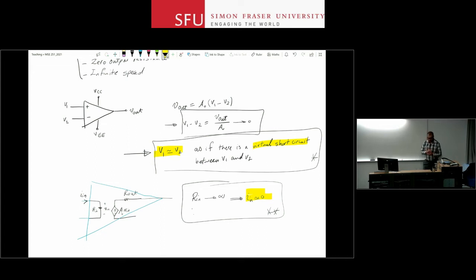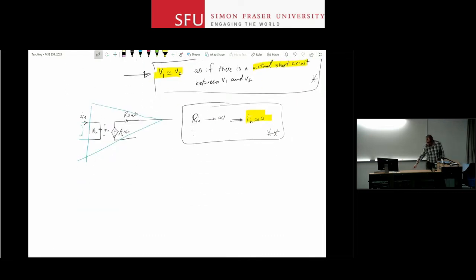Now, going back to the question that I had earlier, why do we call it a virtual short, I think you should be able to see that by this point. It's a virtual short because there is no current between these two inputs. In a real short, you can have any current going from one node to the other in either direction. We call this a virtual short because although the two voltages are equal to each other, there cannot be any current going between the two terminals. The two nodes are physically separated from each other.